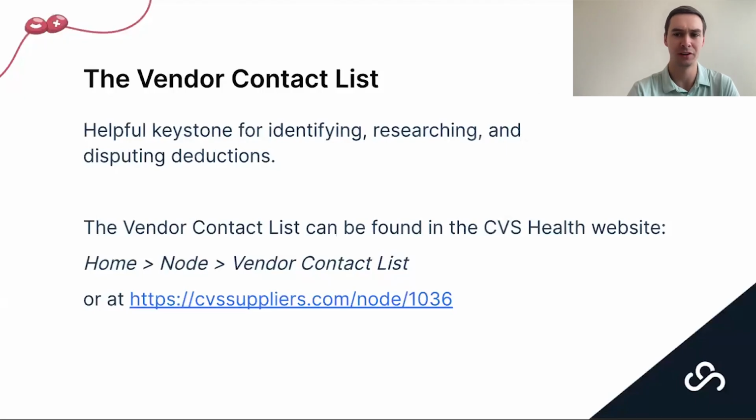So we pulled this information from the vendor contact list here. This was a helpful keystone for identifying, researching, and disputing deductions. It can be found on the CVS Health supplier website, within the home down to the node page, and it's called the vendor contact list if you're looking for your own. We've also got a link here for you to check out.